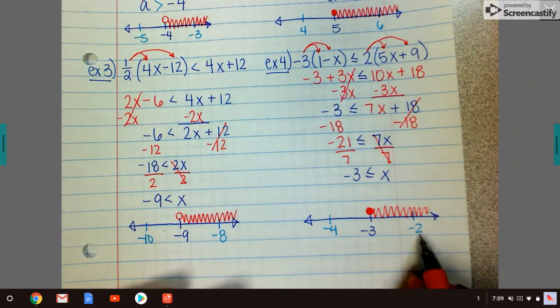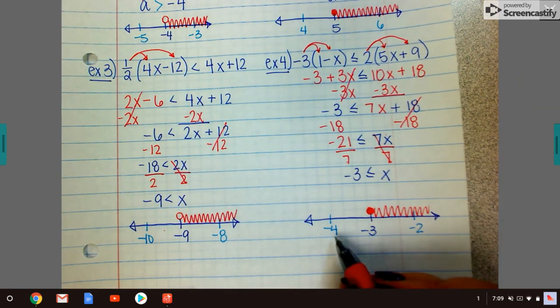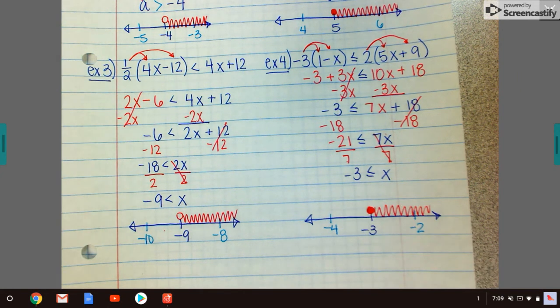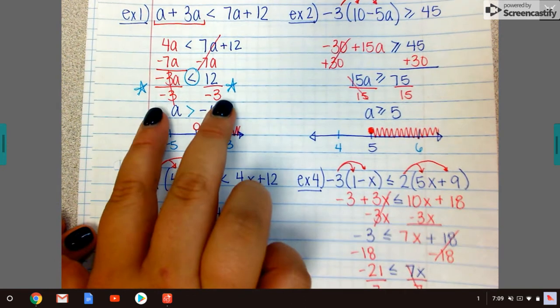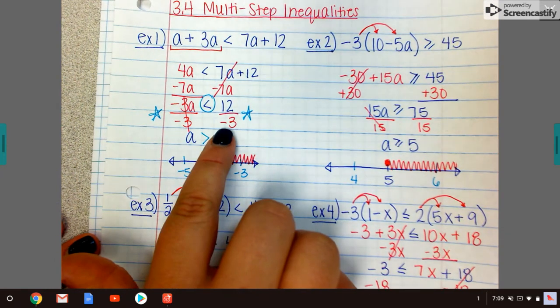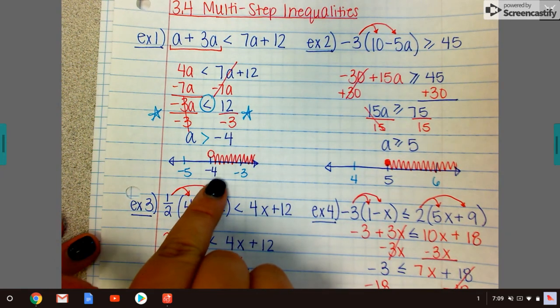If I had plugged in a -2, it would make a true statement. If I plugged in a -4, it would give me false. So again, I only had one on this one where this was the case, but anytime our step is to multiply or divide by a negative, that is where the sign flipping will happen.